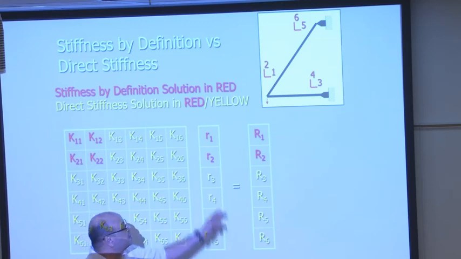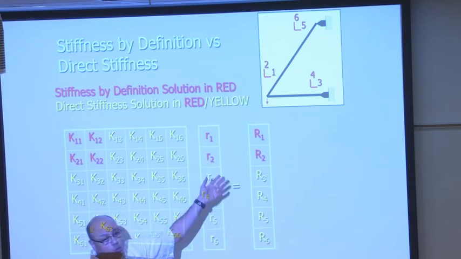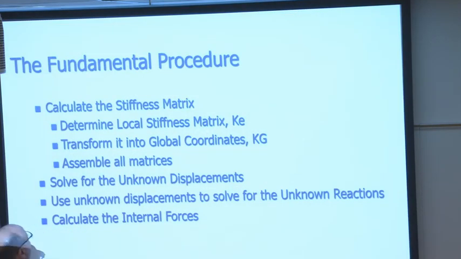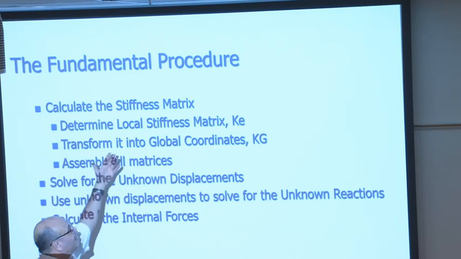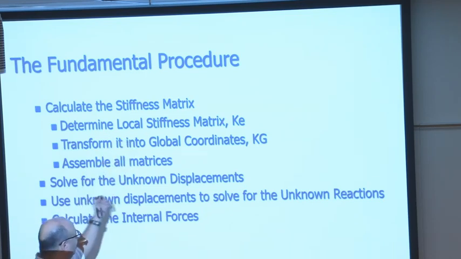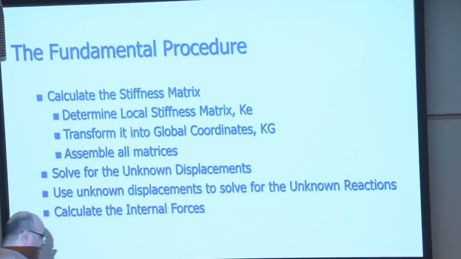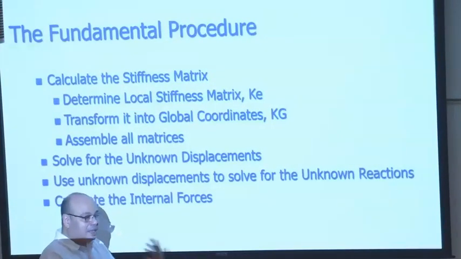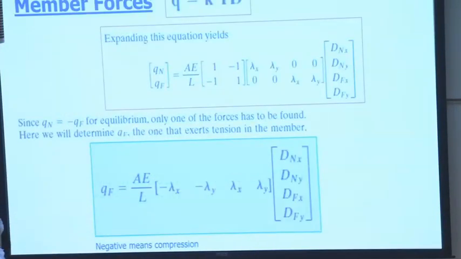Step number 2 is finding this displacement, and we will be able to find the reaction forces. And step number 3 is going to be finding the member forces. Let's see what we're talking about. The fundamental procedure here is to calculate the stiffness matrix as we've seen before. We are not going to go through this, but this is a local, this is a transformation, and you come up with the global stiffness matrix. Assemble all the stiffness matrices for the members in the global coordinate system, and then start solving the problem.